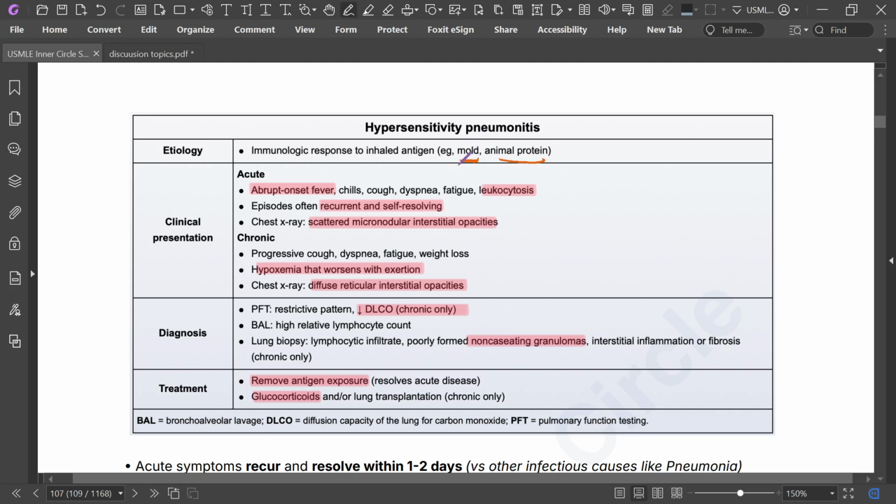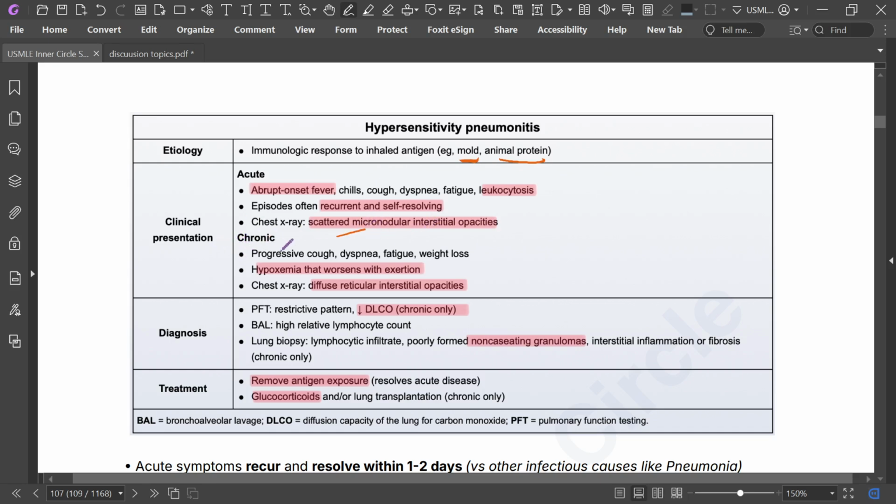If you look at its presentation, acute is abrupt onset fever, chills, cough, fatigue. So fever, leukocytosis, episodes of recurrent and self-resolving. Chest X-ray shows scattered micronodular interstitial opacities, very high yield.